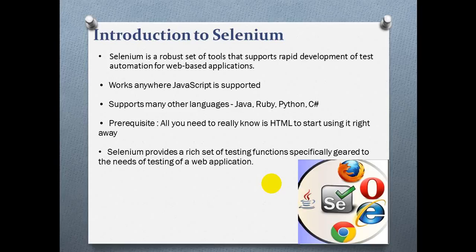And one more advantage of Selenium is that it will support many languages like Java, Ruby, Python, C#. That means, for example, if I am good in Java, I can write my Selenium scripts by using Java. Say you are comfortable in C#, then you can write your Selenium scripts by using C#. So Selenium will support many languages.